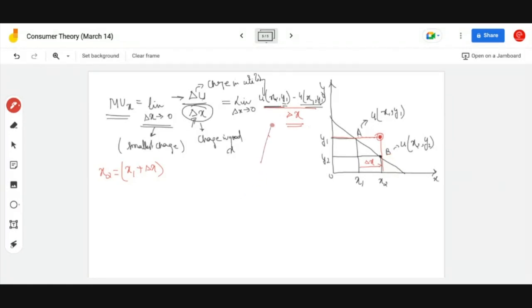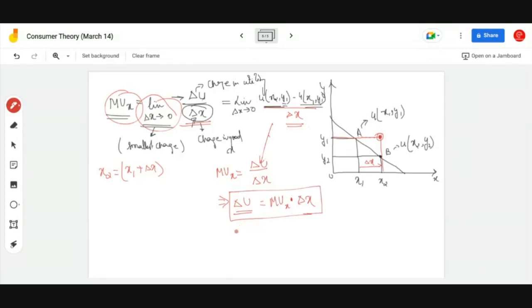So from here, what we can directly say is that MUX is nothing, or let me write these two points. Now we can ignore this limit. So MUX is nothing but delta U by delta X. So this implies that the change in utility due to change in X is nothing but MUX into delta X.